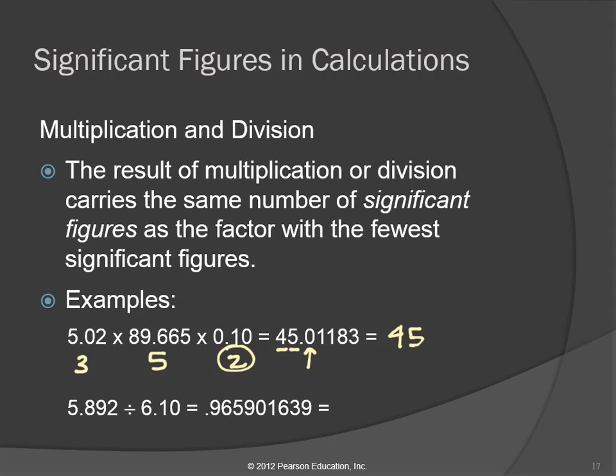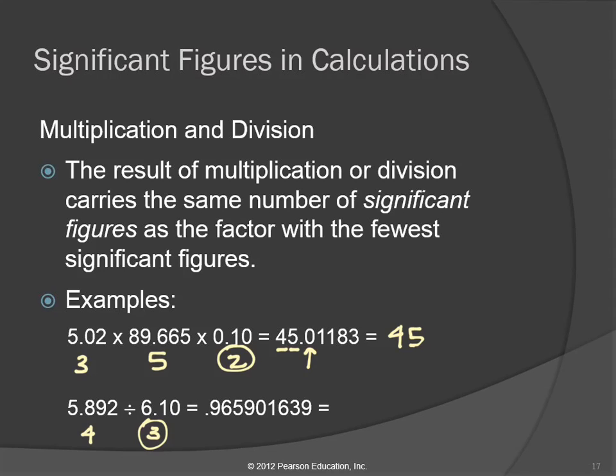Because 45.01183 is closer to 45 than 46. Any questions? Let's do another example. 5.892 divided by 6.10. Calculator gives you this mess. It's a division problem, so we're going to look at the first number. How many sig figs? 4. And 6.10, how many sig figs? 3. Which is smaller, 3 or 4?